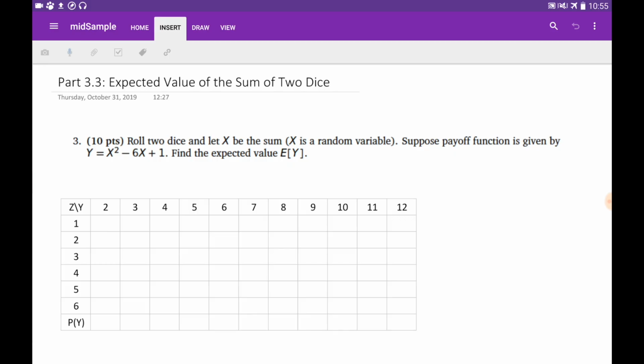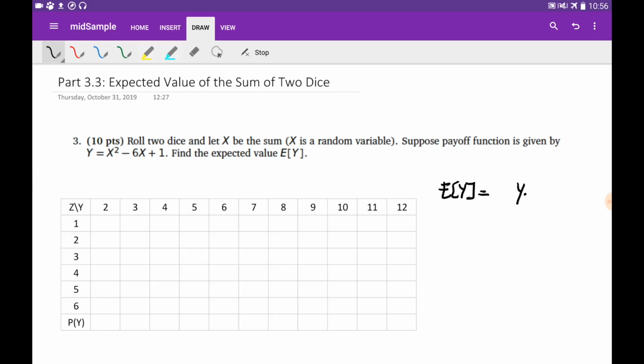In part number 3, we're given a problem which is slightly difficult to solve. We need to roll 2 dice and find the expected value of the sum. Previously, we found the expected value of a variable by multiplying all possible outputs by their corresponding probabilities and summing. So we first need to find the probability distribution table for x, where x in our case is going to be this sum.